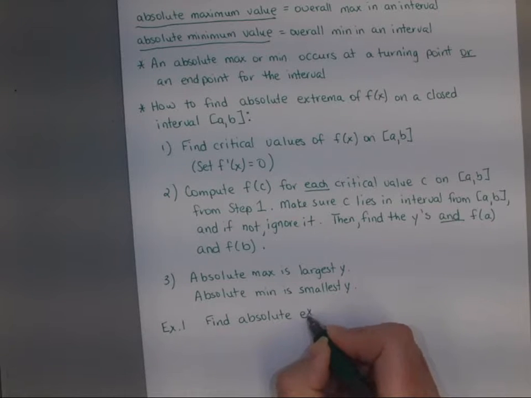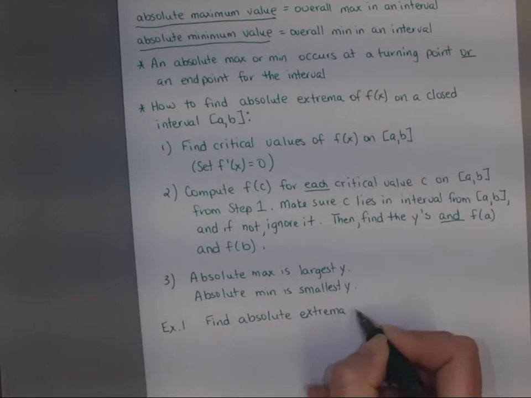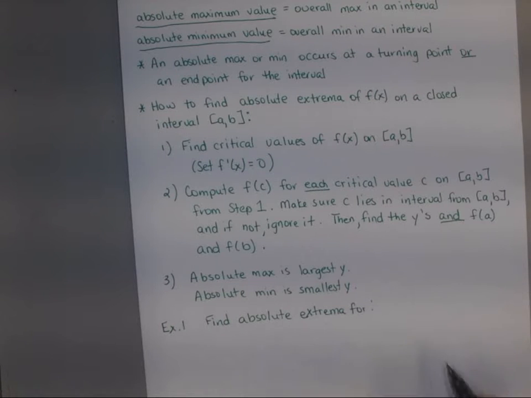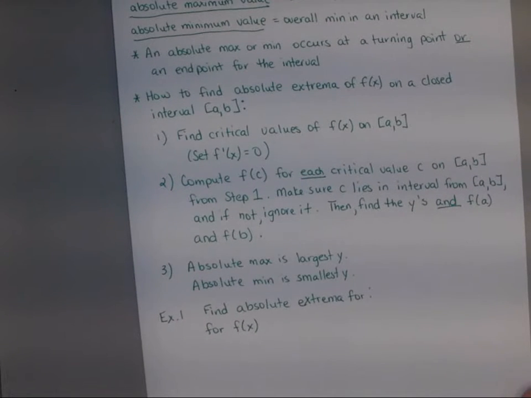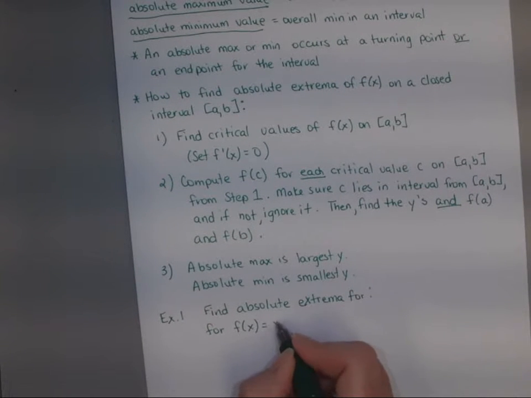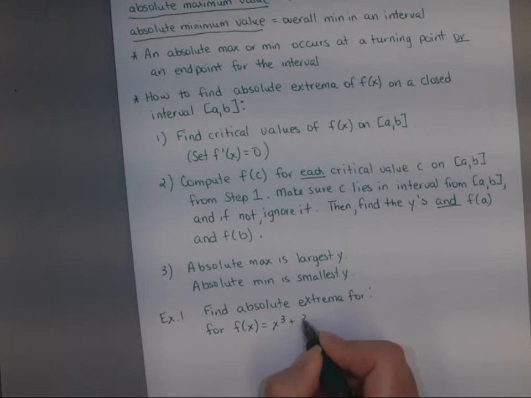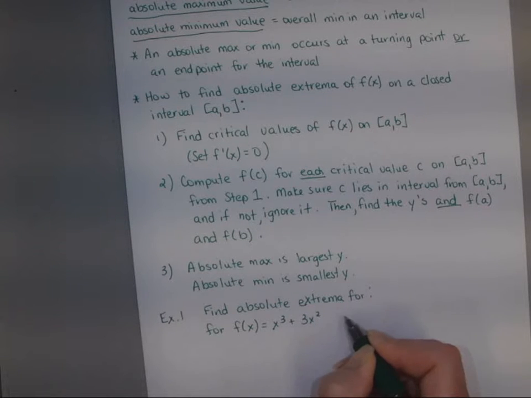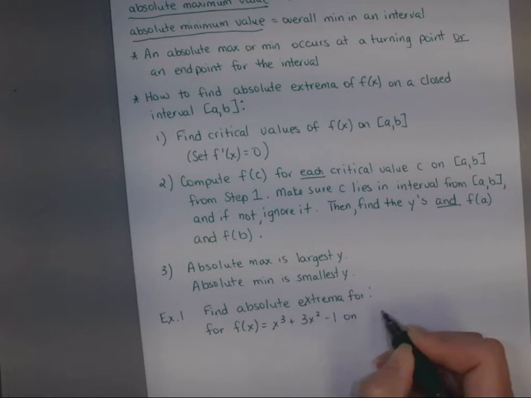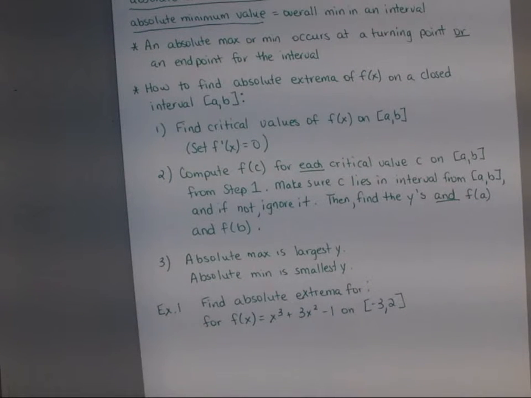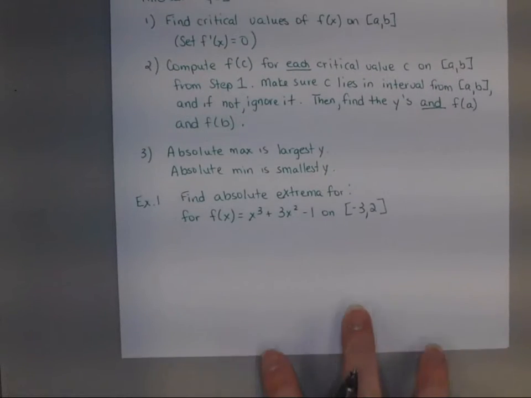So if I ask you to find the absolute extrema, what's absolute extrema going to be in general? Yeah, the max and the min both, right? So find the absolute extrema for x cubed plus 3x squared minus 1 on the interval from -3 to 2. In other words, I only want to look at that graph from x equals -3 to x equals 2.